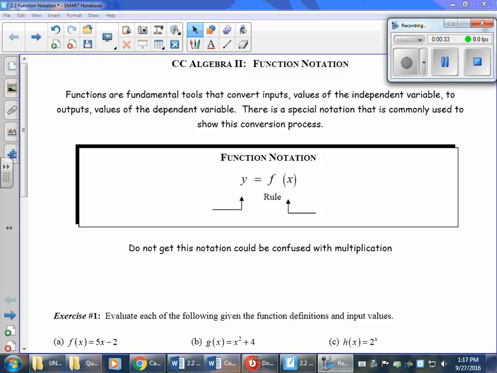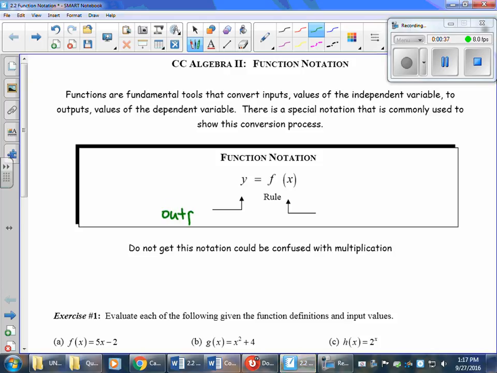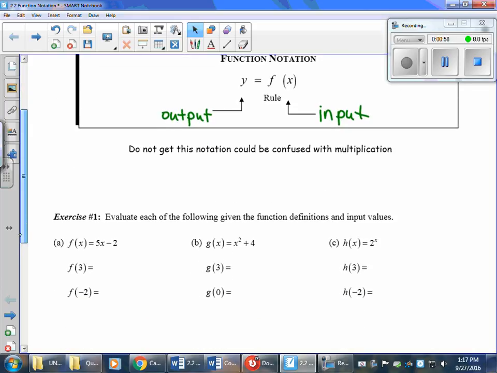So the y is usually considered the output, the x is considered the input, where the actual f is the rule, which sometimes can be denoted with a g or an h or a different letter. Now don't get this notation mixed up with multiplication. Because of the parentheses, this is function notation. It basically assigns a rule.